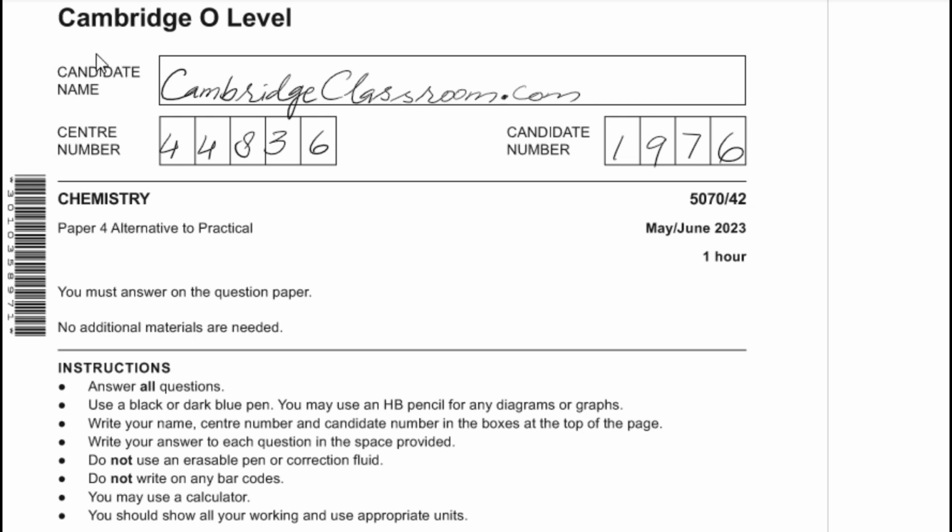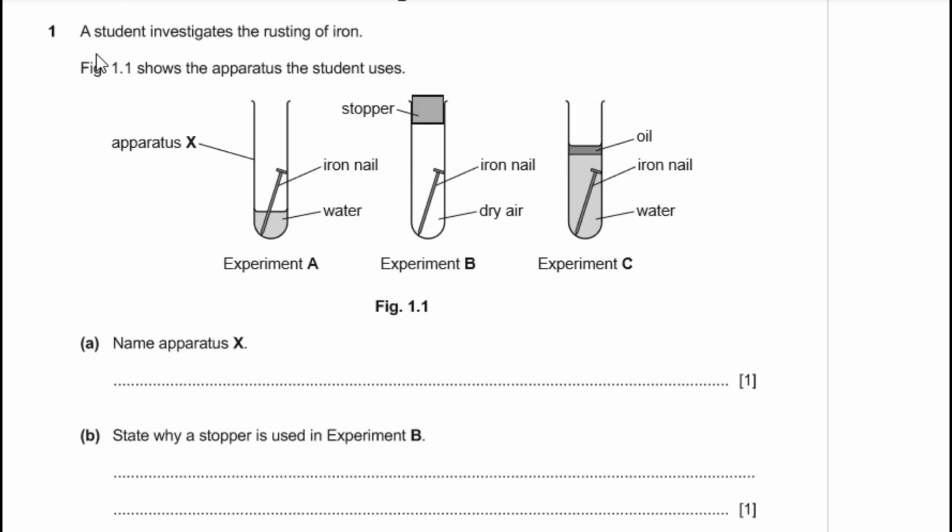Welcome students, we are going to discuss the ADP paper from O Levels Chemistry 5070. It is May-June 2023, paper 42. Question 1. A student investigates the rusting of iron. Figure 1.1 shows the apparatus the student uses.